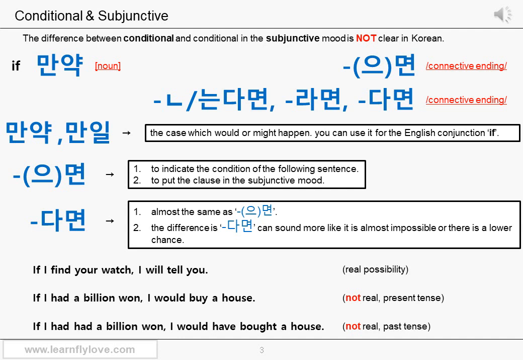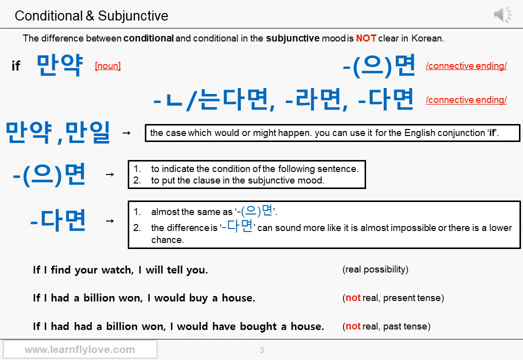So let's think about these two connective endings together again. The second one, 다면, can make the clause sound more like there is a lower possibility, or it is almost impossible, which means subjunctive in English. But the first one, 으면, also can put the clause in the subjunctive mood. What is this? What's the deal? That is why we told you that in Korean, there is no clear difference between conditional and subjunctive mood. They can both sound like either just conditional or subjunctive, according to the situation or context.